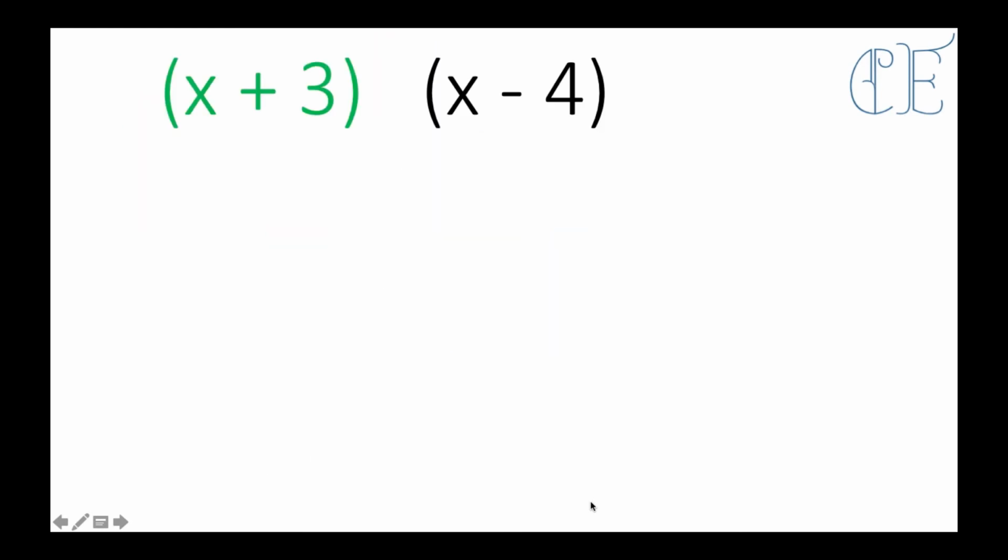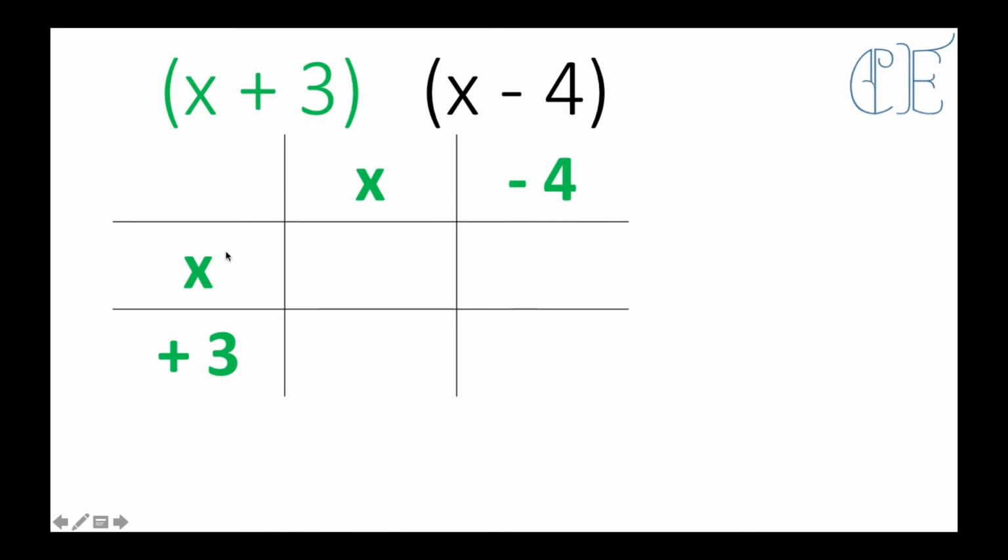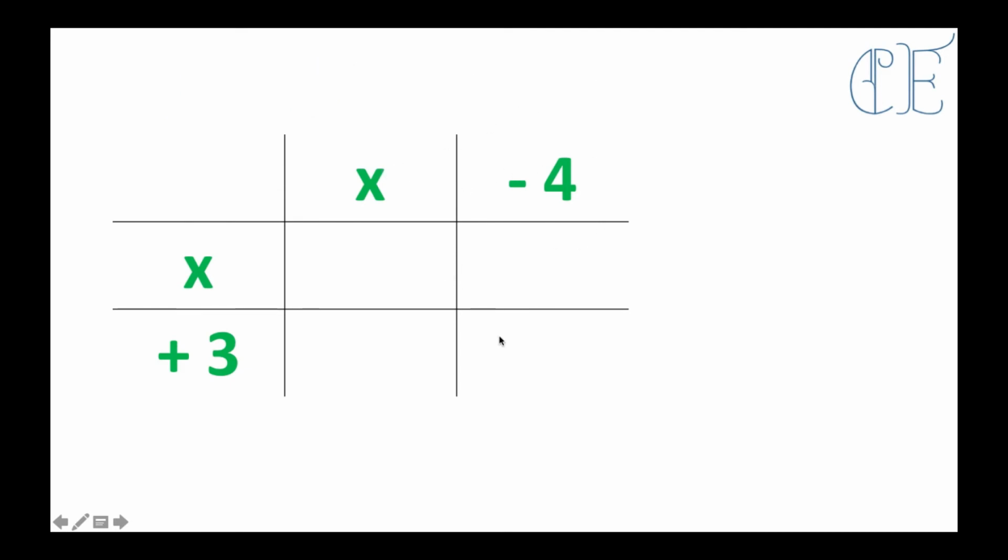Okay, let's have a look at another example, but with the grid this time. So we have x plus 3, which is in this bracket down here, and x minus 4 from this bracket down here. And we're going to times everything together.